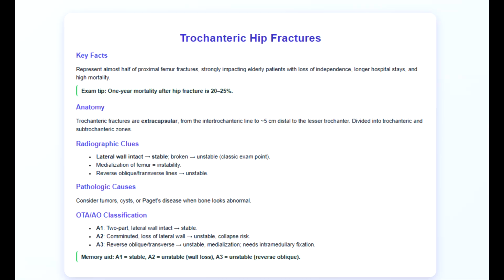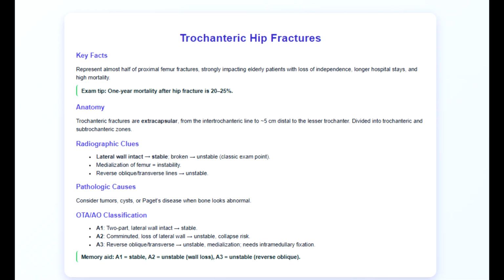To summarize this classification, always think in three steps: A1 stable, A2 unstable due to comminution and loss of the lateral wall, and A3 unstable due to an unfavorable fracture line such as reverse oblique. If you can remember this simple progression, you will avoid one of the most common mistakes in exams, which is misclassifying stability based on only the number of fragments.